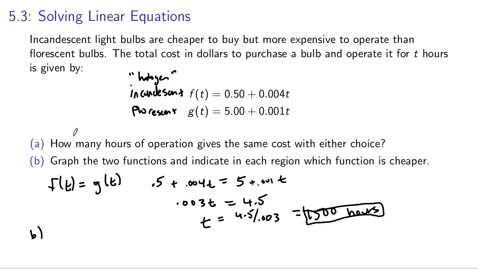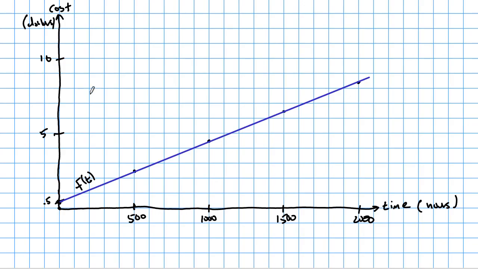Fluorescent was 5 plus 0.001 T. So we spend $5 at the beginning, but our slope is 0.001, meaning in 1,000 units we're only going to rise $1. That's $1 every 1,000 hours to operate. We'll draw this line in red, using a ruler, so we have a nice straight line.